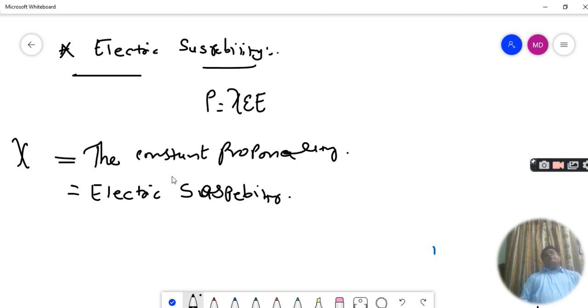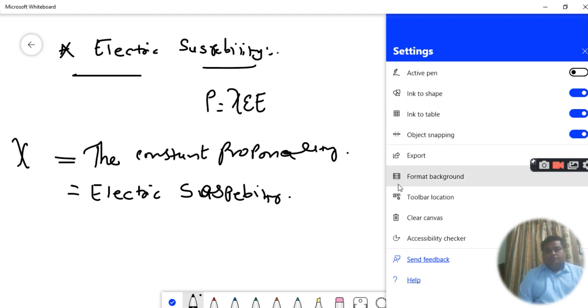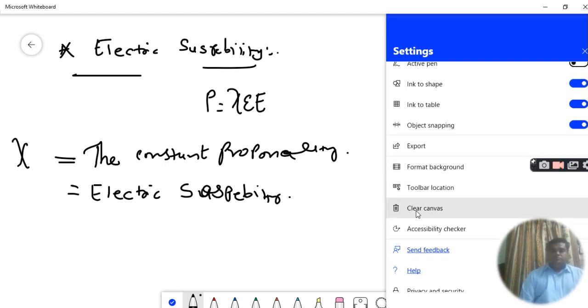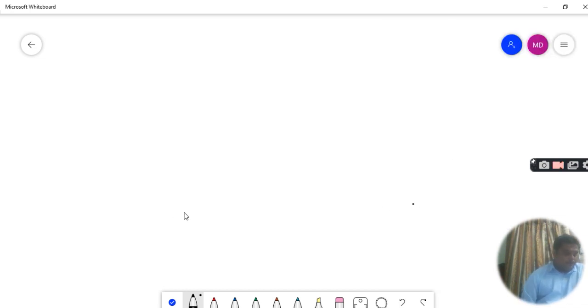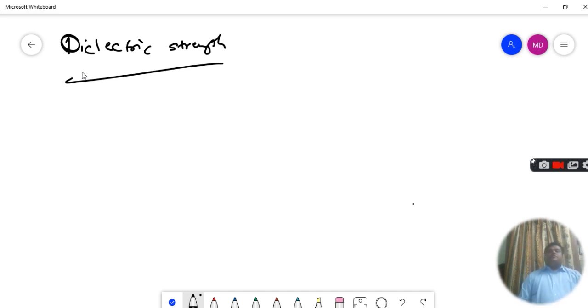Okay, now we are going to discuss the dielectric strength, and after that we will discuss the case when the capacitor is filled with a dielectric slab. It is a very important condition. So what is dielectric strength? It is very important; if we understand this concept, we can easily solve problems on capacitors.